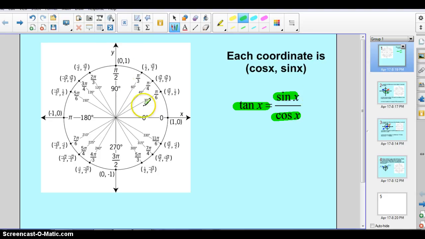So basically anything in quadrant 1 right here is going to always be positive for tangent. Anything here is going to be negative for tangent. Here we'll have positive because two negatives divide to be a positive, and here we have a negative.